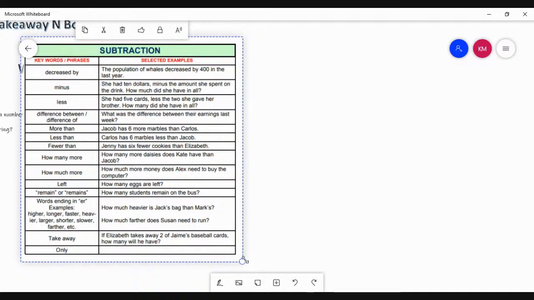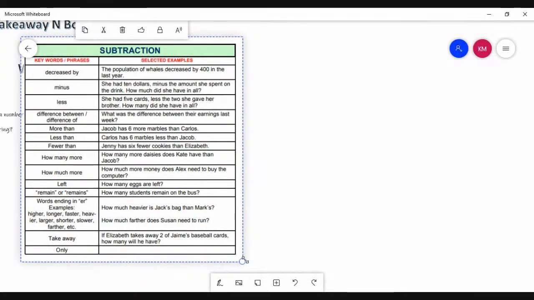This person has more than, this person has less than, this person has fewer than. How many more, how much more, how many are left, what remains. Words that end in ER, such as higher, longer, faster, heavier, larger, shorter, slower, farther. Anything that is a descriptor of how much less than does this person run, or how much farther does this person go compared to the other person. Always know that you're in the position of taking away and subtraction.